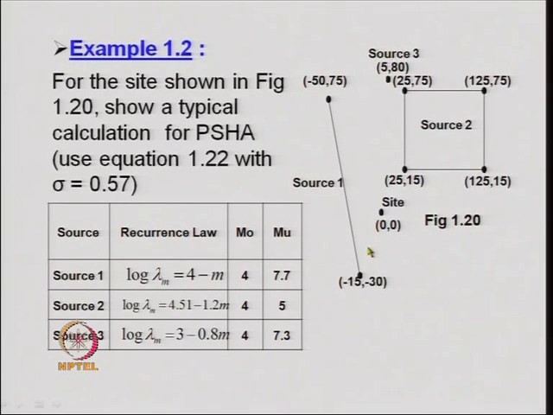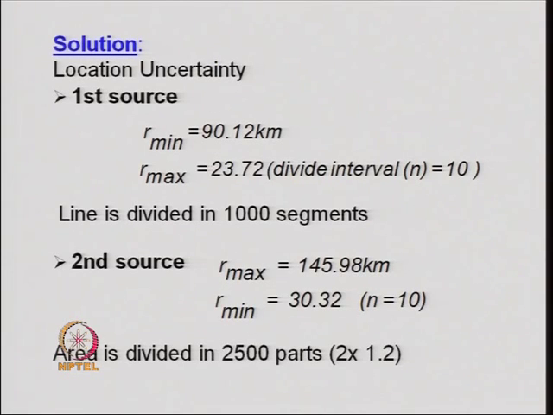That means the distribution of the occurrence of earthquakes over the line source or in the area source is assumed to be uniformly distributed. Now, first we take up the first uncertainty, that is the location uncertainty. For the first source, we calculate the maximum and the minimum. The maximum epicentral distance calculated is 90.12.